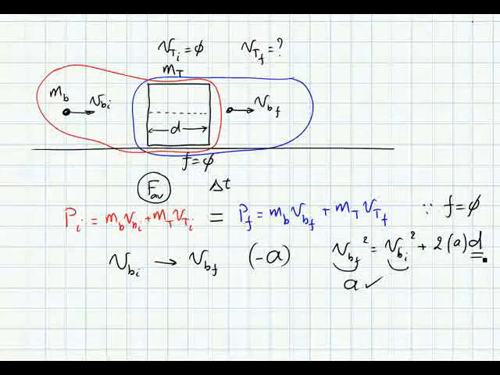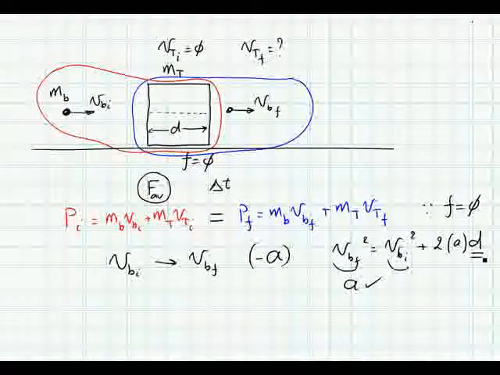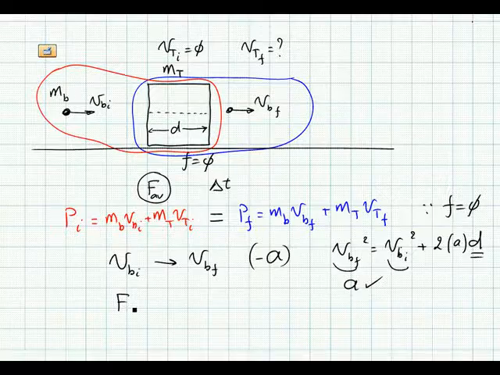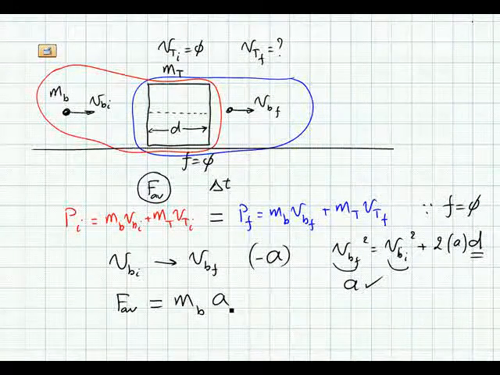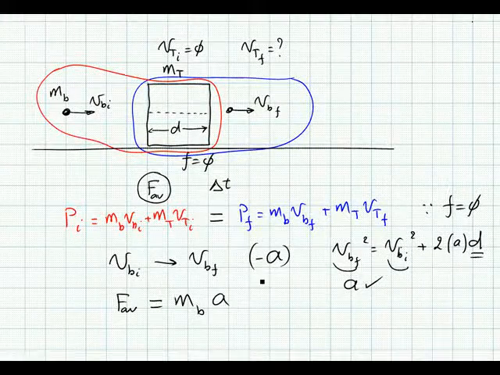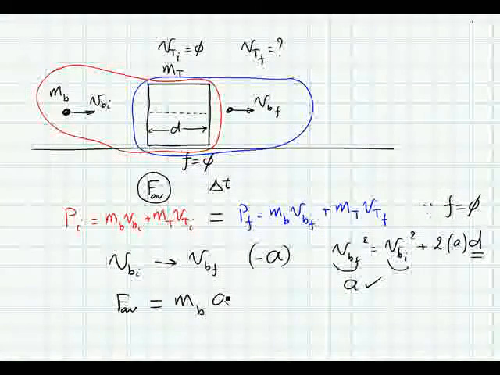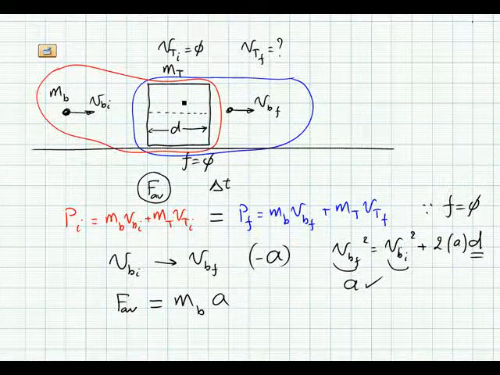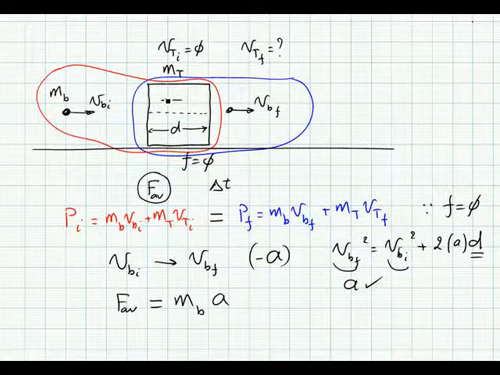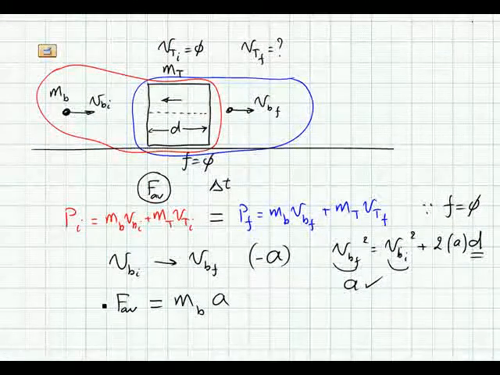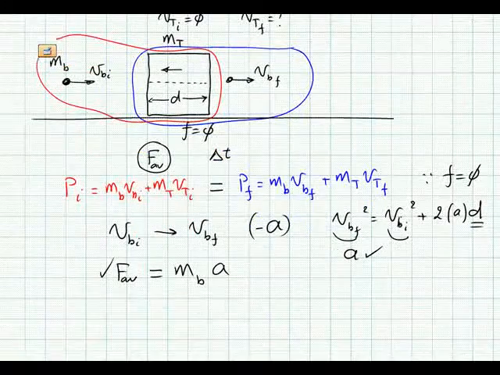If you know a, which is the acceleration or deceleration of the bullet, then the average force on the bullet is equal to mass of the bullet times that a. Just bear in mind that a is a negative number though, because we have deceleration, so the force is going to be a negative force, which makes sense. The force on the bullet is going to be in the opposite direction to its motion because it's slowing it down. So that's how you figure out the average force.